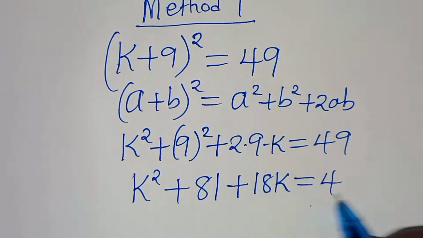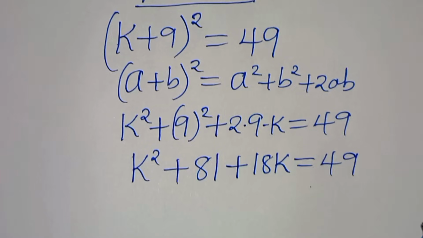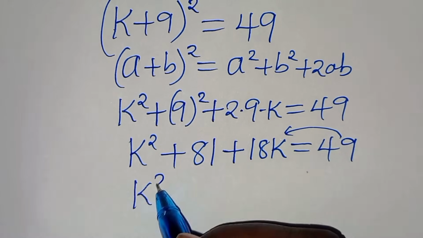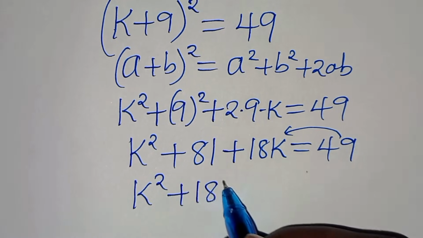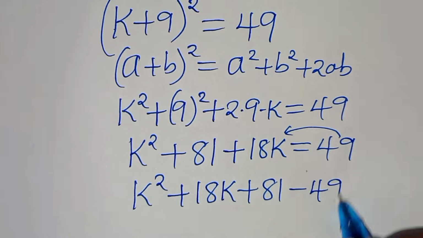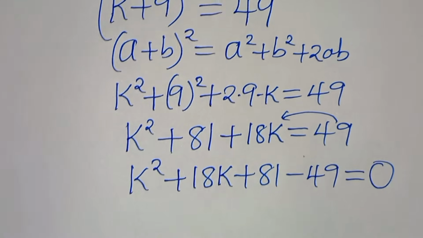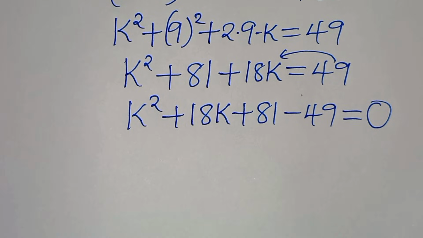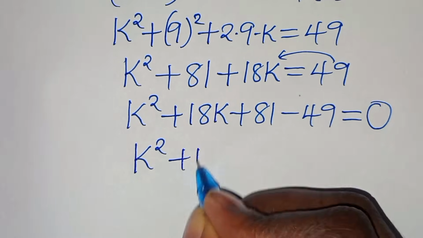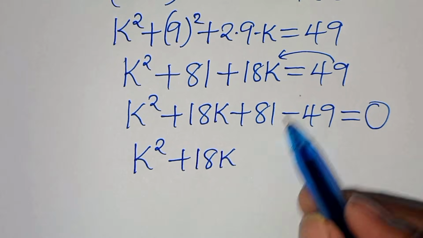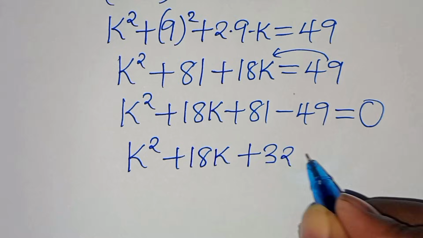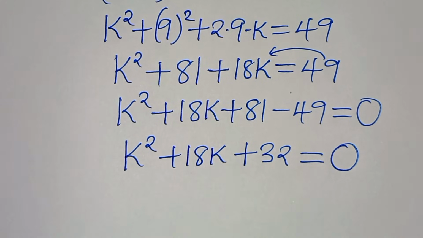equal to 49. So let's take 49 to the left hand side so that we have k squared plus 18k, then plus 81 minus 49, equal to 0. So this implies that here we have k squared plus 18k, we have 81 minus 49, this is plus 32, equal to 0.